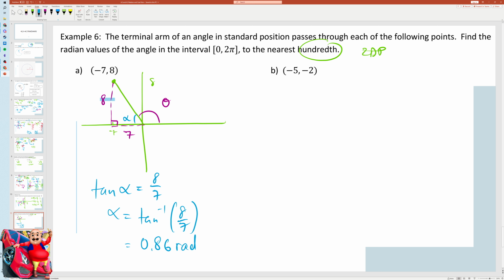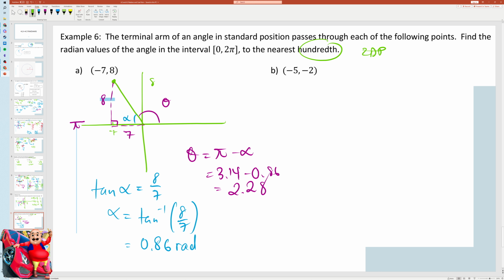Okay, well, we need to figure out what this theta was, however. This was pi out here. So theta is equal to pi minus alpha. Why? Because it's this measure over here with the alpha removed. So we're going to take 3.14 and take away 0.86. If you want to keep more decimal places on pi, you absolutely can. And that's equal to 2.28.